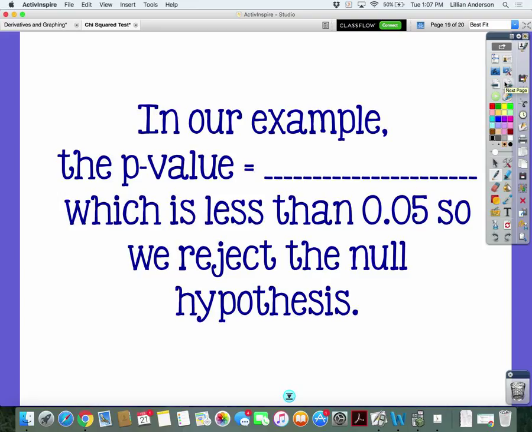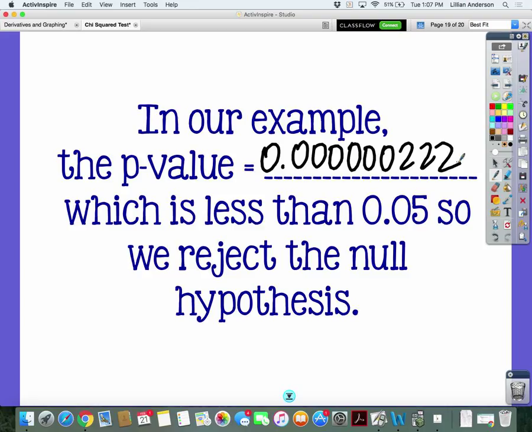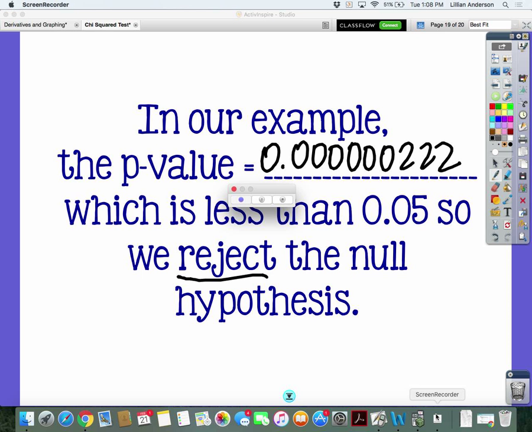Okay? So in our example, our p-value was 2.22 times 10 to the negative 7. So that basically means that it was 0.000000222. Okay, because you basically had to move it back 7 decimal places. And that is less than our significance level of 5%. So at 5%, which is 0.05, our p-value is less than that. So we are going to reject the null hypothesis. The same conclusion that we came up with before, but just using the p-value to get it instead.